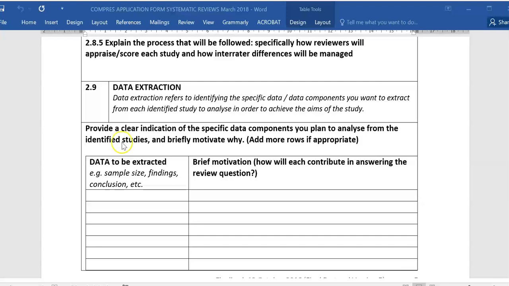The extraction means what fields, what kind of information are you going to extract from the articles in preparation for analysis. So if it is quantitative, then it's important to identify that in this table, such as sample size, findings, the level of conclusions, and the motivation why you want to use those criteria for extracting data.